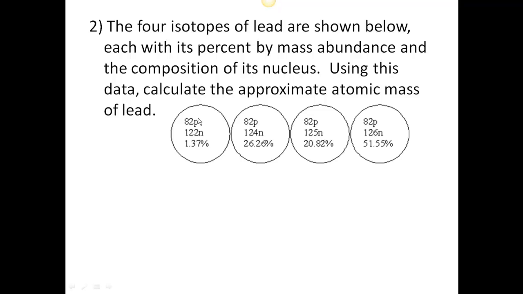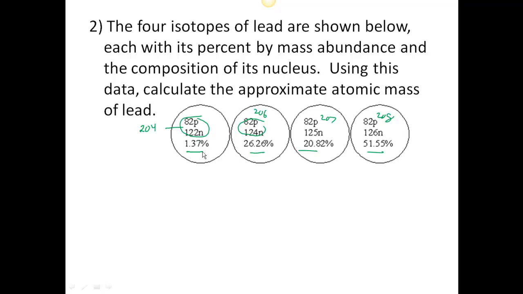All right, so here we're given, for lead, those pieces of information. Here's your mass number. You have to calculate it. This is going to be 204. This one's going to be 206. This one's going to be 207, and this is going to be 208. And here are your percent abundance numbers.